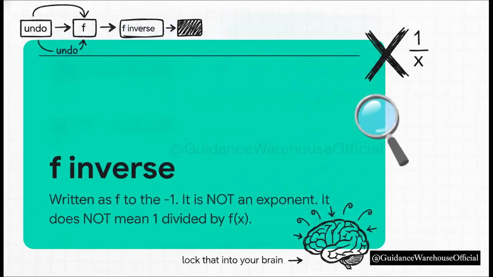But wait, this is absolutely crucial. Before we go any further, look at how we write this. We use a little -1 at the top right of the f. This is read as f inverse. Now, a super common mistake students make is thinking that -1 is an exponent. It is not an exponent. It definitely does not mean 1 divided by f of x. It's literally just a label telling us we are looking at the undo machine. Lock that into your brain right now.